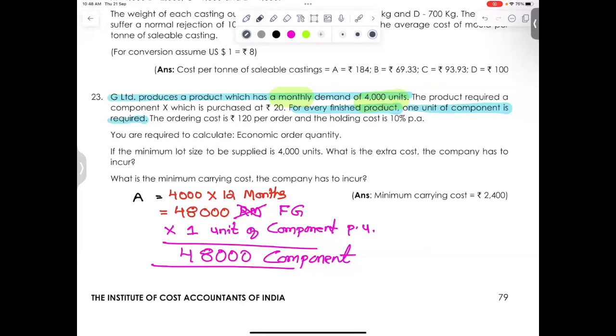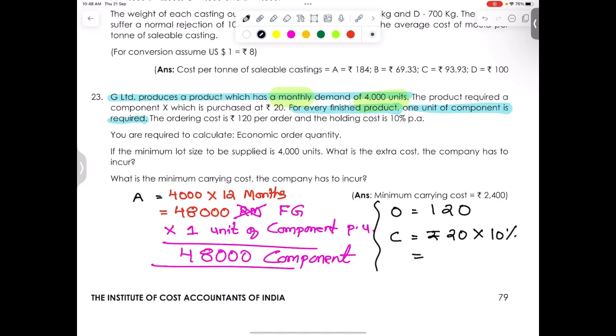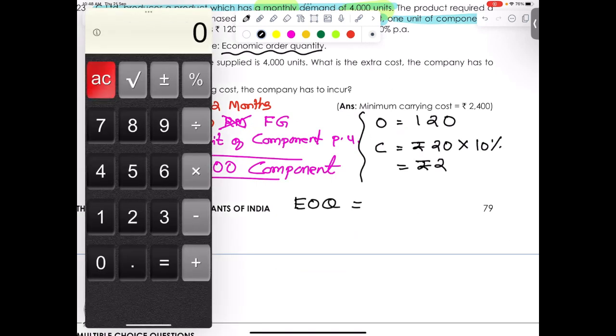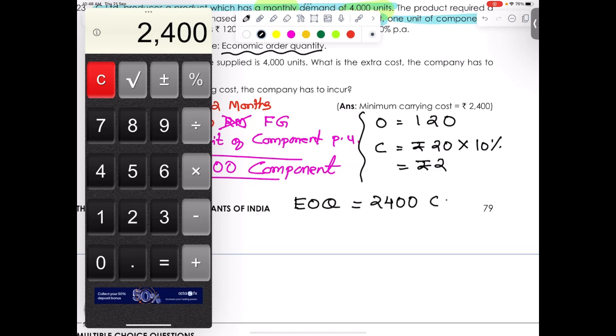Now the next point is that ordering cost is 120 and holding cost is rupee 20 multiplied by 10%, which is equal to 2 rupees. Okay, first of all we are asked for the EOQ. So what will be the EOQ? EOQ is equal to the square root of 2 into 48,000 multiplied by 120 divided by 2. So EOQ is 2400 units.